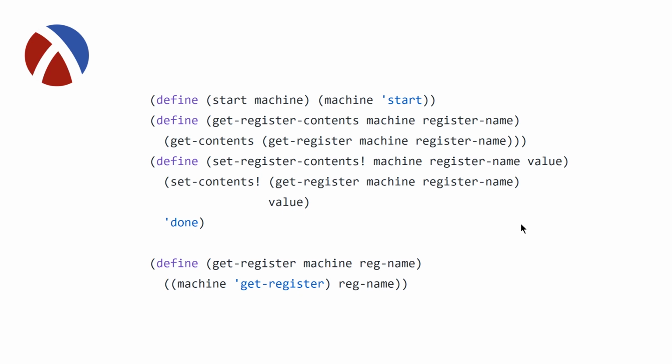And on the final slide here of section 5.2.1 are just some convenience functions. We have a start machine for calling the machine with the start tag, and a couple of others: get register contents, set register contents, and get register, where you pass the machine and the register name.